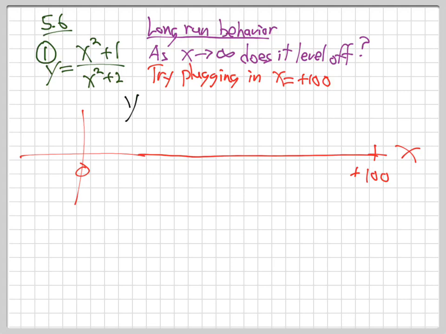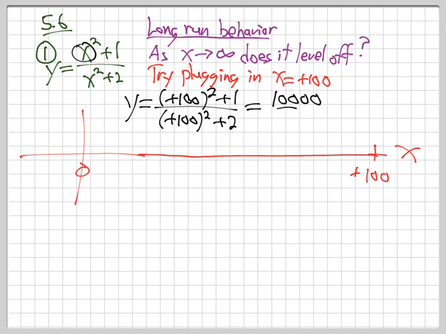Well, let's see. If I plug in positive 100 for x on the top and positive 100 for x on the bottom, what do we get? 100 squared, 100 times 100. Remember, when you multiply 100 times 100, you just get the 2 zeros from the first 100 and the 2 zeros from the second 100. That is 10,000, plus 1 over 10,000 again, 100 squared, plus 2. So that's 10,001 over 10,002.